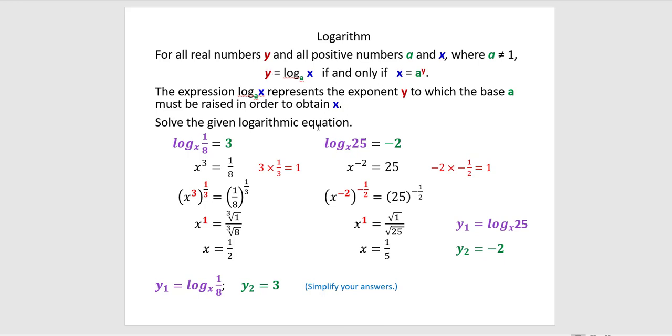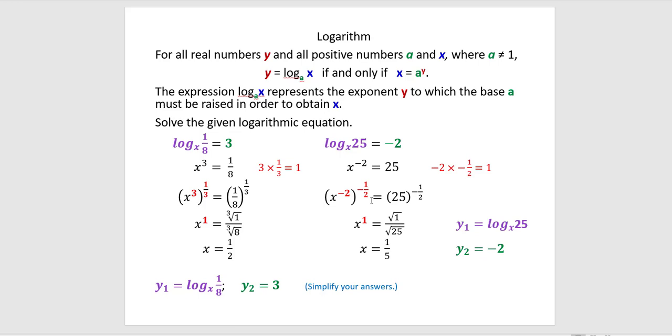To solve a log function by hand, you need to rewrite it as an exponential function and then solve for x. Notice that in this example, x is the base, the 3 is the power of the exponent, and the 1/8 is the argument of the logarithm, or the value of the exponential function. Like in section 4.2, to cancel the power on the x, you must raise both sides of the equation to the reciprocal of the exponent on the x. Notice 3 times 1/3 equals 1, and -2 times -1/2 is also equal to 1.